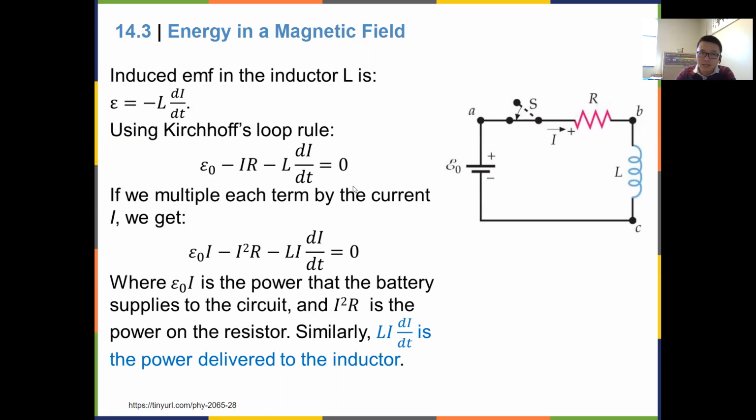If we multiply everything by I, then epsilon naught I minus I squared R minus L I di over dt. Epsilon naught times I, the voltage times I, gives you the power delivered by this battery. And this is also electric power, I squared R. These two terms have dimensions of power, so this one also has to be power. So this is the power delivered to the inductor.